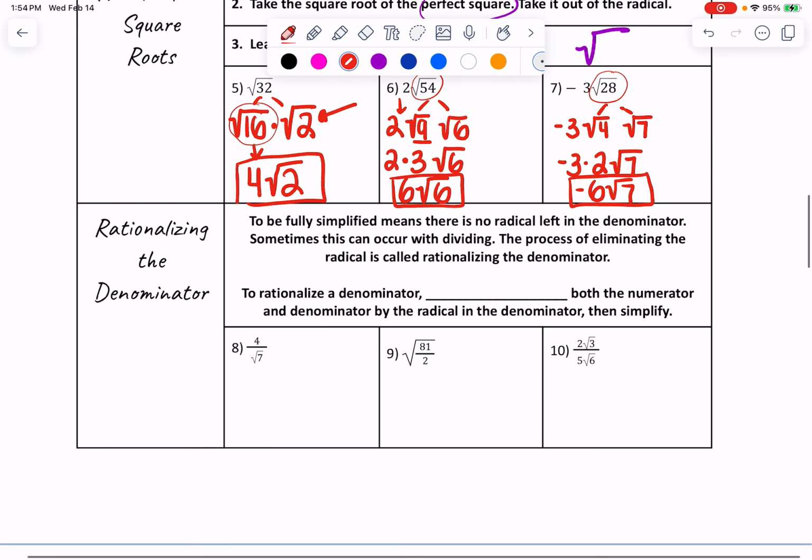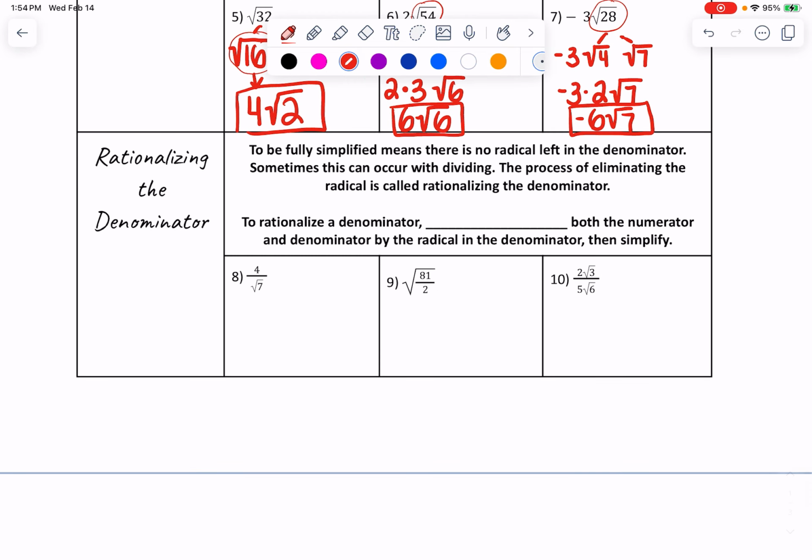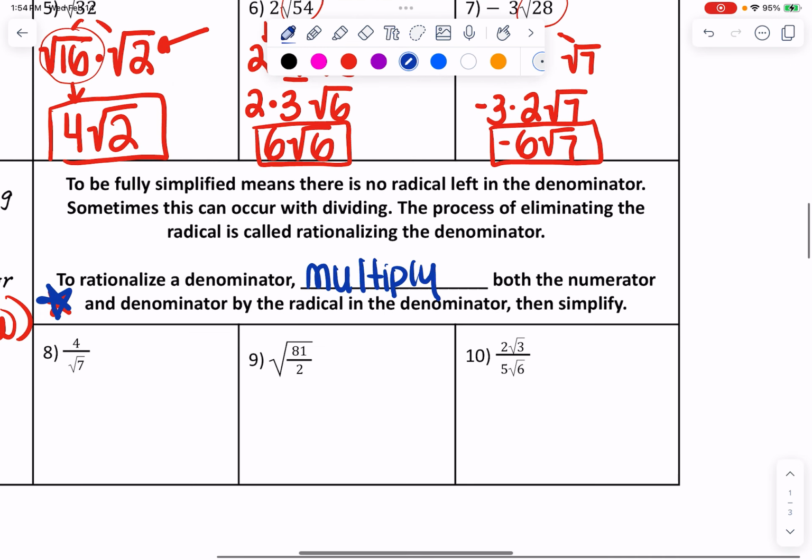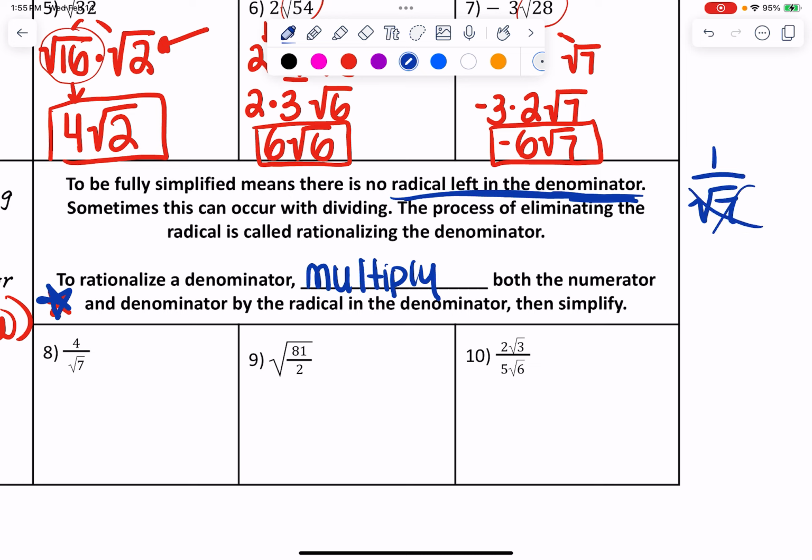Okay, so the next one, last section is going to be talking about rationalizing the denominator. This is going to come into play more tomorrow, but I just want to start it today, okay? I'm going to do it in a different color, okay? So it says to rationalize the denominator, you're going to multiply both the numerator and the denominator by the radical of the denominator, then simplify. The reason we do this is because we don't want a radical left in the denominator. So if I have like 1 over root 7, you don't want that root in the denominator, okay? That's why we're doing this.